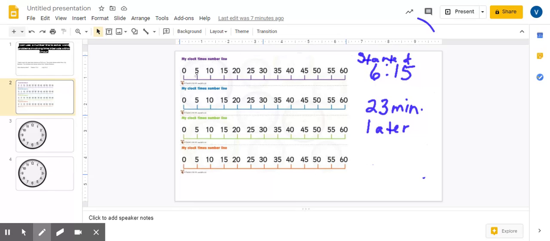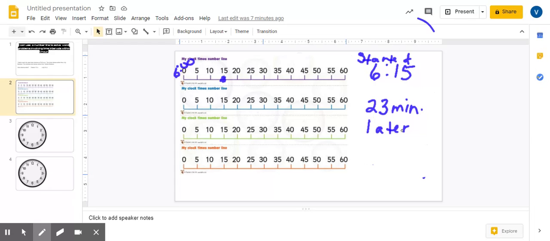Okay, so did you put your 6 o'clock? So we know we're starting in the 6 o'clock hour, correct? So let's plot it. Where is 6:15? Well, 5, 10, right on our 15 mark. Now, there's many ways to do this.